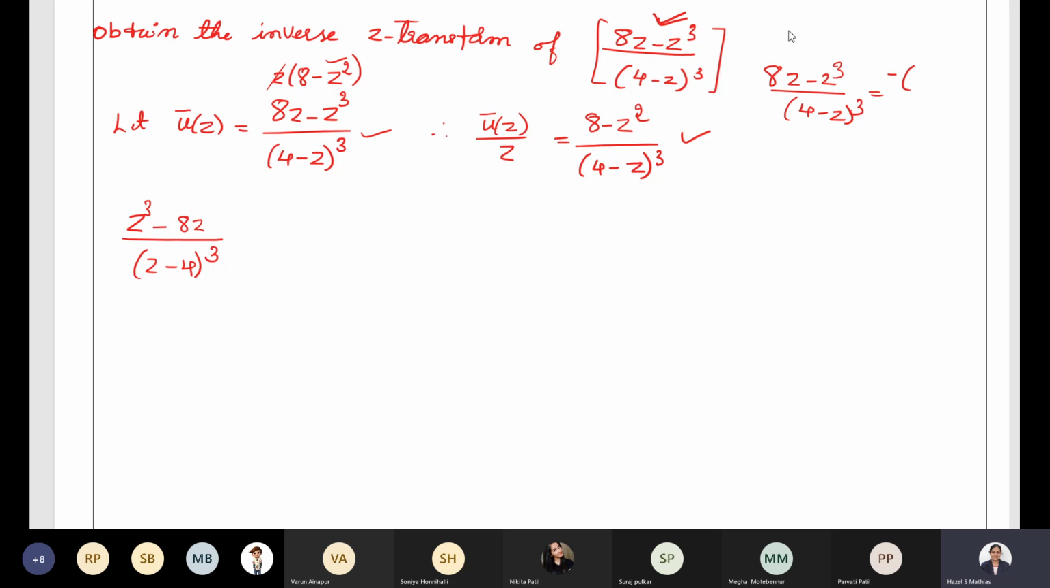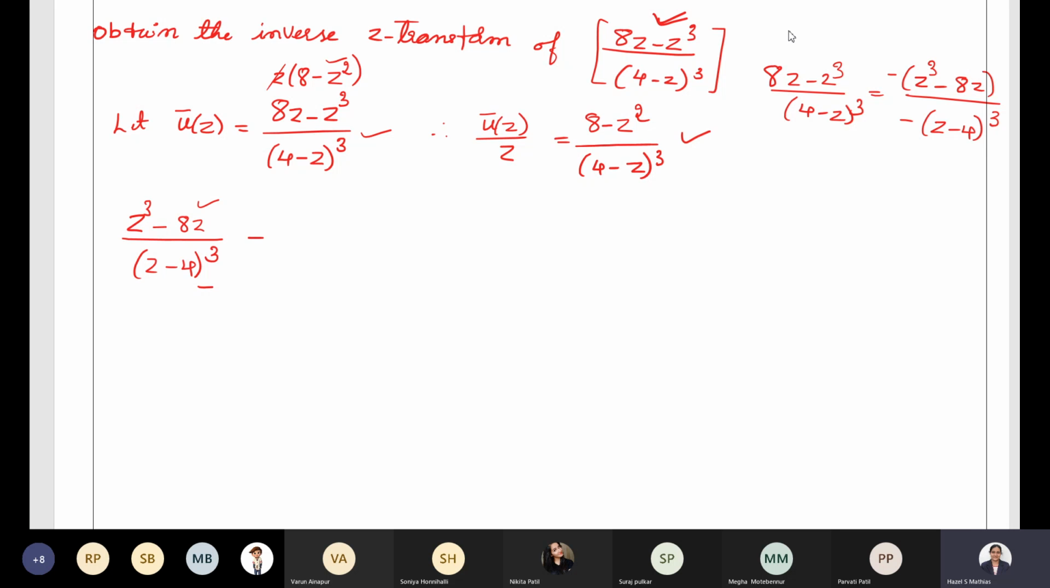From both numerator I take the minus sign outside. It will be z cube minus 8z. Denominator also, it will be z minus 4 whole cube. So minus minus gets cancelled. It will be z cube minus 8z divided by z minus 4 whole cube.